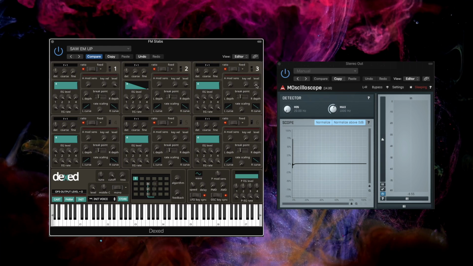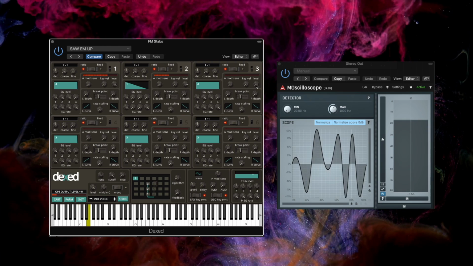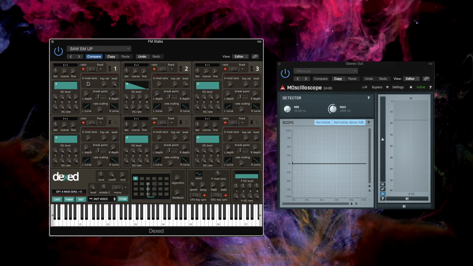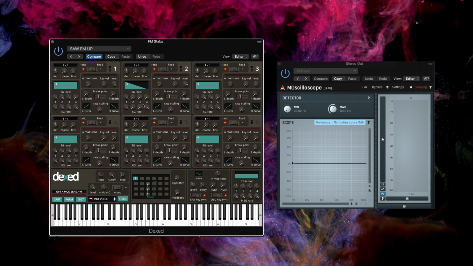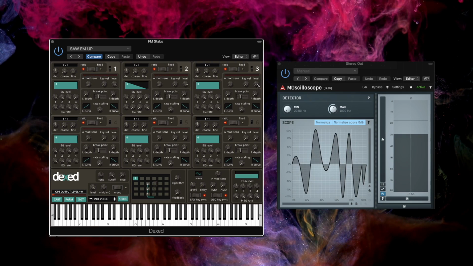So let's increase the level of the third and let's hear how it sounds. Right now by itself, the second oscillator is modulating the first oscillator, so the modulator and the carrier. And now let's increase the level of the third oscillator.